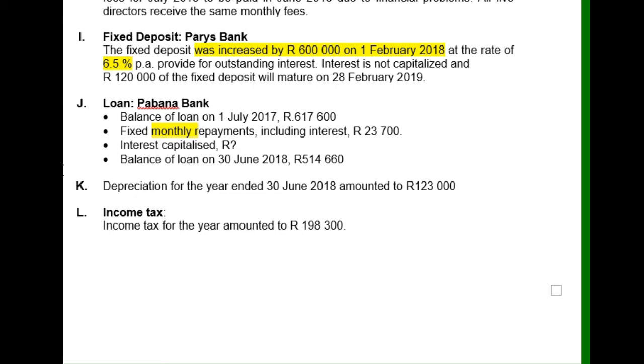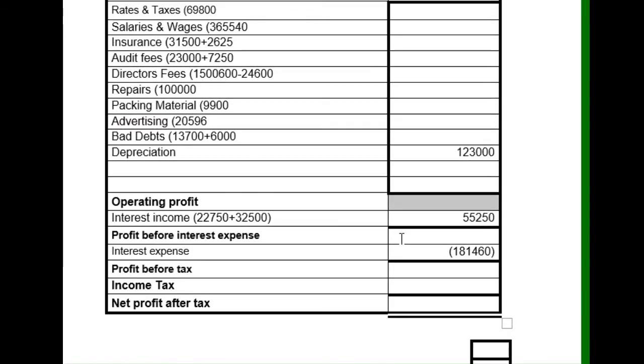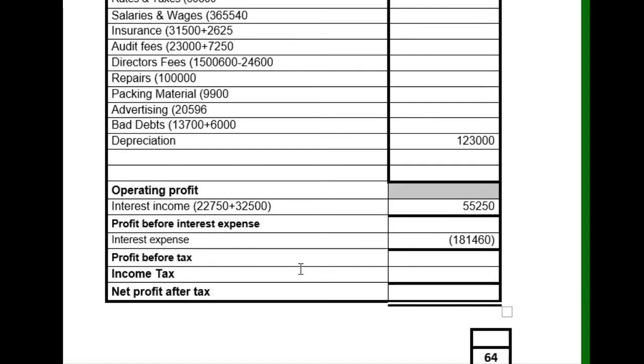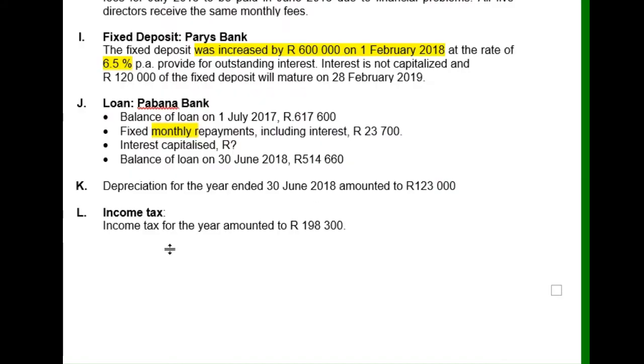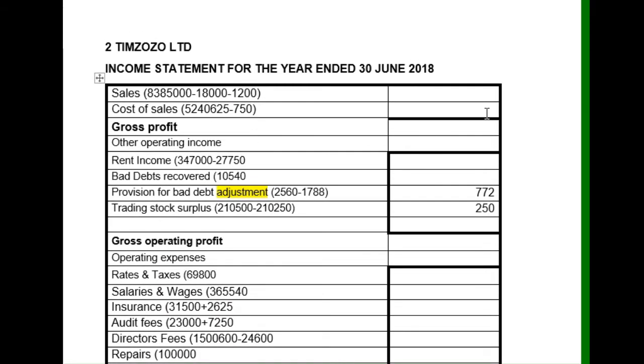Now the last bit is only for grade 12, that is at the bottom of my income statement. I need to put in the income tax, which is 198,300. So go to the bottom there where it says income tax. It's also, we pay it, it's an expense, so it's in brackets, 198,300. I'll go back to the question. That is the last of my adjustments. So now I can start finalizing the income statement.